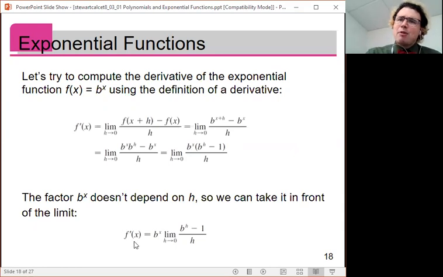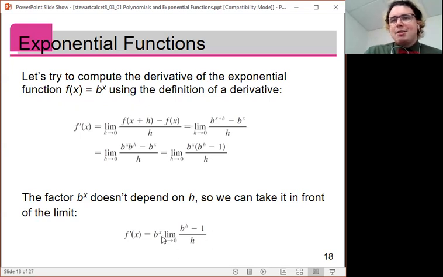And that means that f prime of x is equal to b to the power x times some limit. There's no more x's in here. That is really weird. And think about this. The derivative of an exponential function is itself times something. Times what? I don't know what. We'll find out.